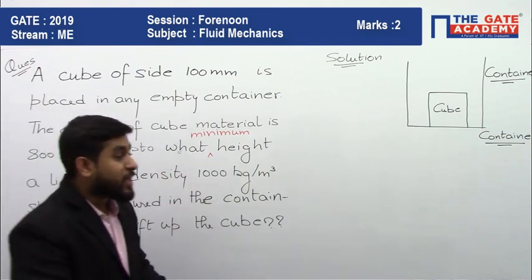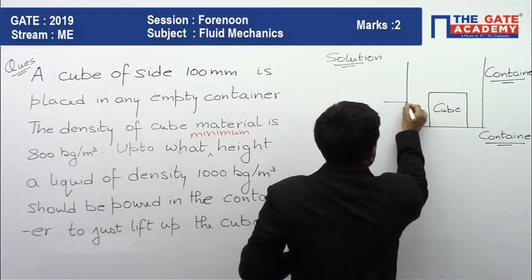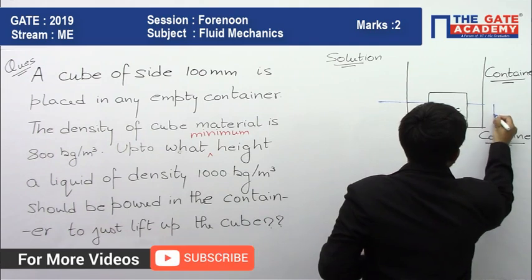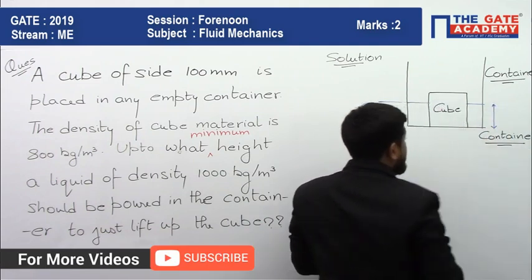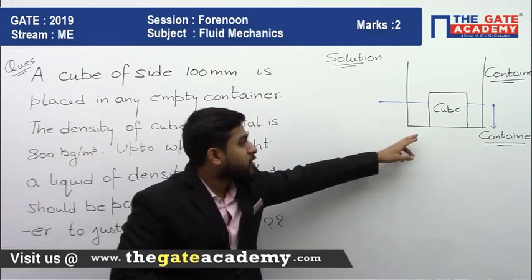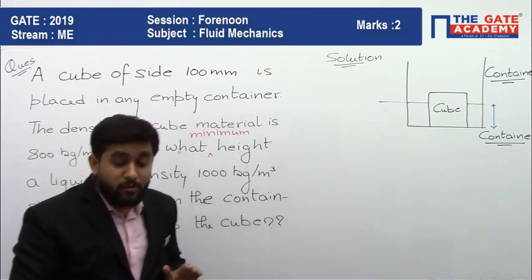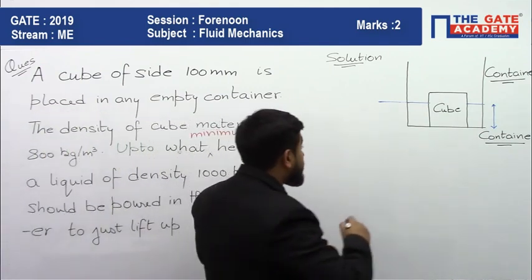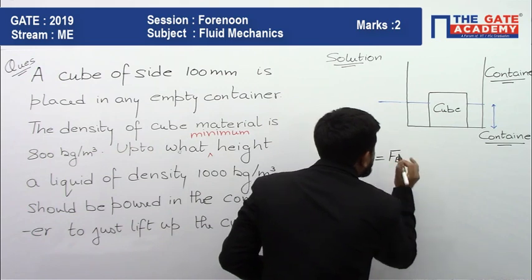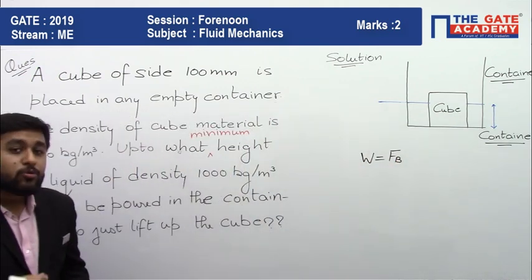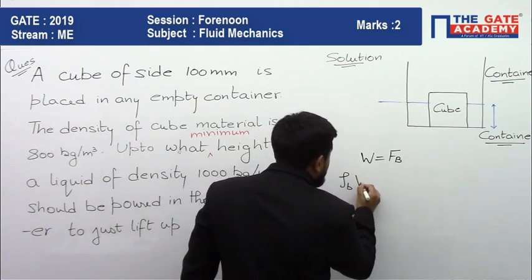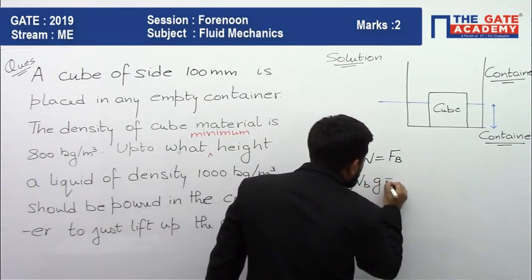So what they are saying is that you have filled the liquid up to this much height. Let us say this height is h, and because of this, the cube has just lifted up. So the normal reaction will become zero. And for this equilibrium condition, the weight of the body is completely balanced by the buoyant force. Now check. How do you write down the weight of the body? That is written as density of body into volume of body into acceleration due to gravity.